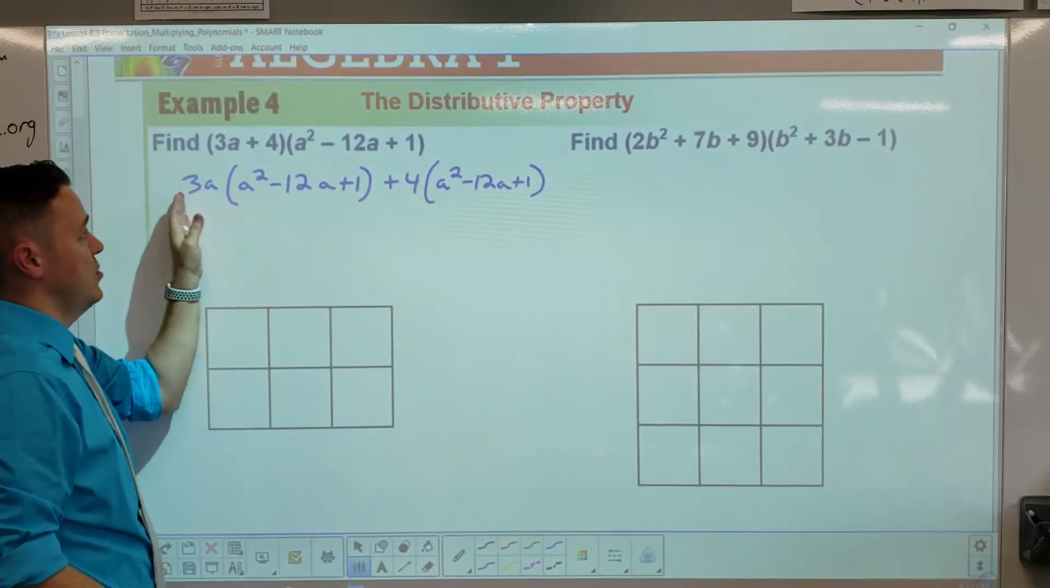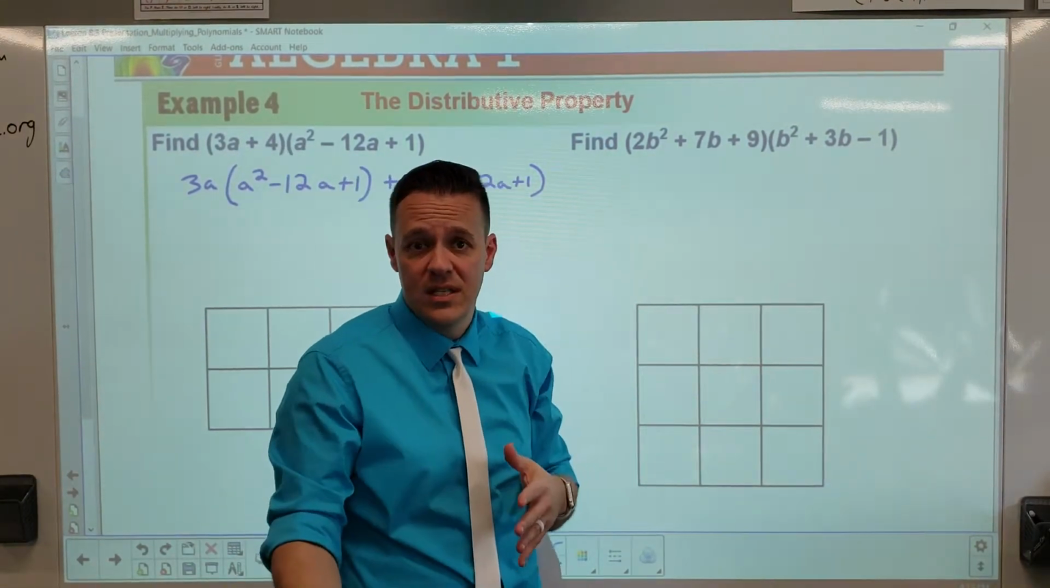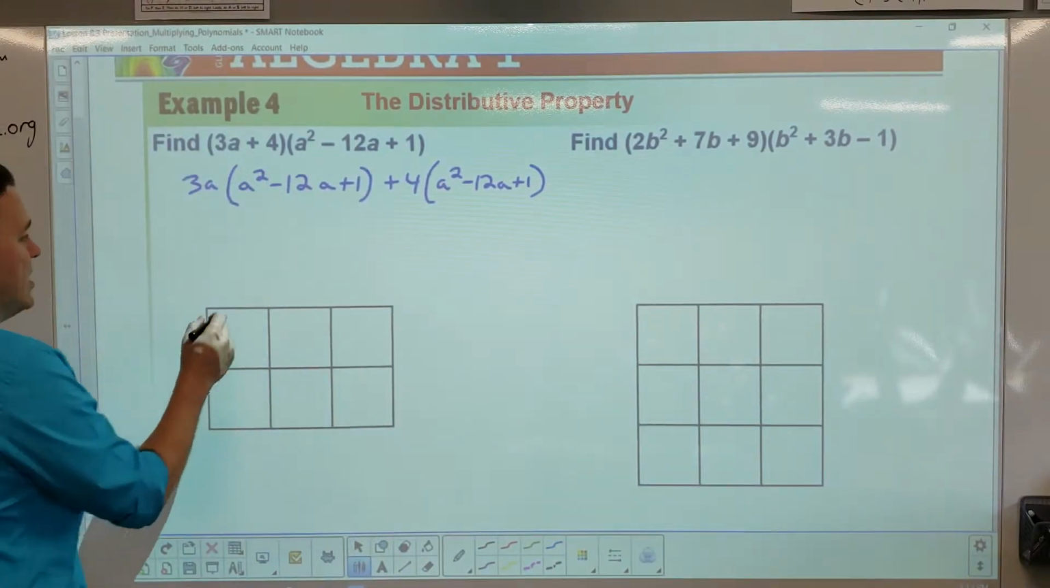And then you could distribute the 3a, distribute the 4, combine all your terms, and you get it together, right? You would understand how to do that because that's what we did last chapter. But let's try the box method with this.